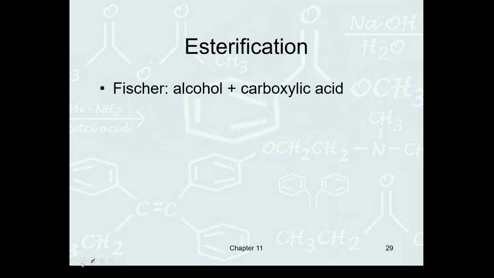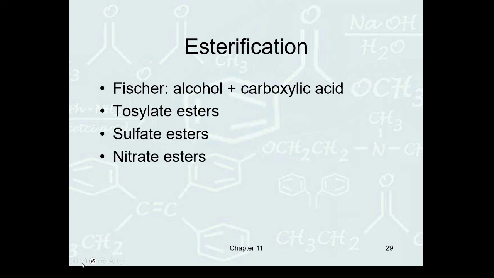It's called Fischer esterification. You need an alcohol and a carboxylic acid. You could use tosylate. You could create sulfate esters. You'll see all these different esters in biochem, acetyl-CoA and those like that. Phosphate esters you see right in the DNA backbone. We'll talk more about that when we do the biochem section.